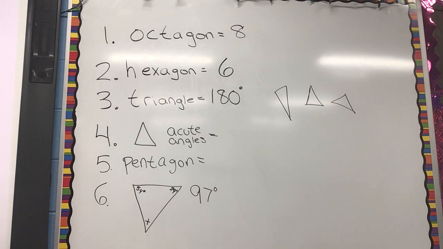I doubted myself. If it's acute, that means all of our angles are less than 90. And if it's equilateral, that means they all are the same. So if they're all acute, or even if one's acute, they all have to be acute because they're telling us it's an equilateral triangle.